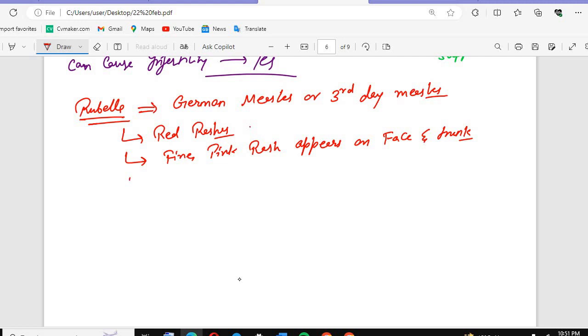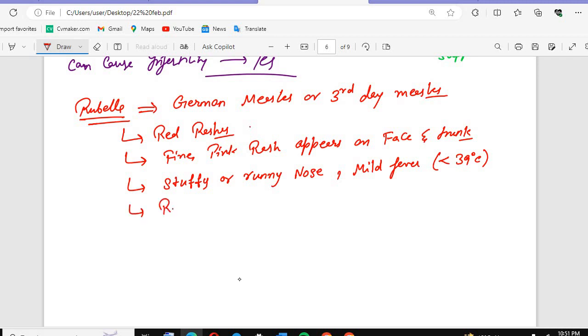Then we will see a stuffy or runny nose. Cough, coryza, conjunctivitis is seen in measles. Here we are seeing the stuffy or runny nose, so we can see the coryza. Along with that the patient will have a mild fever, less than or equal to 39 degrees Celsius, or 38.9 degrees Celsius.